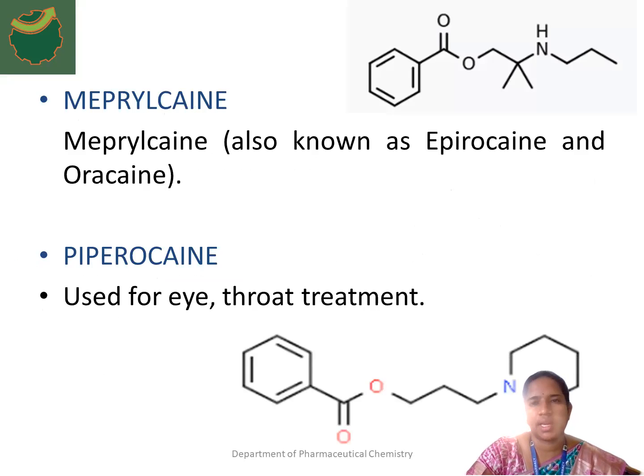Next drug is meprylcaine. Generally the other name for meprylcaine is epirocaine or oracaine. So here you have a benzoic group and you have a substituted side chain. So here we don't have a ring. So it is also used as a local anesthetic. Then we have piperocaine. The last drug under benzoic acid that we will be discussing now is piperocaine. So here you have the benzoxy group and it is again a side chain. We have a piperidine ring. So you can compare and write the structures. It is mainly used for eye and throat treatments.